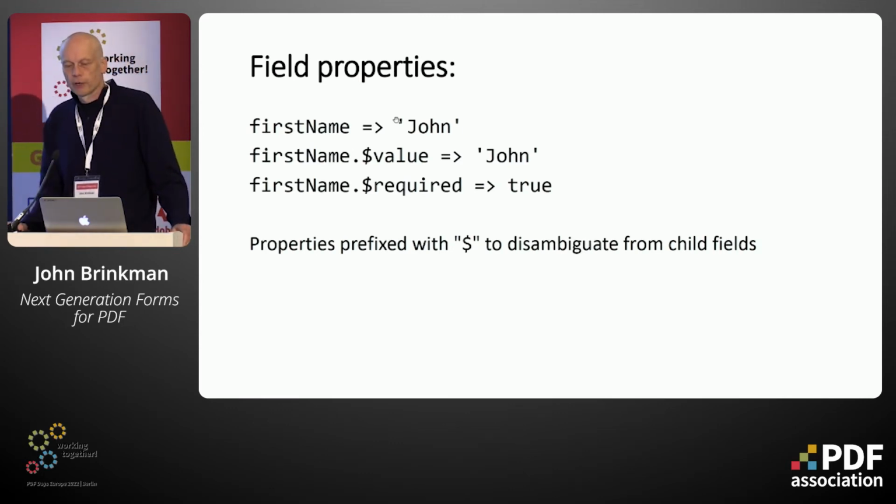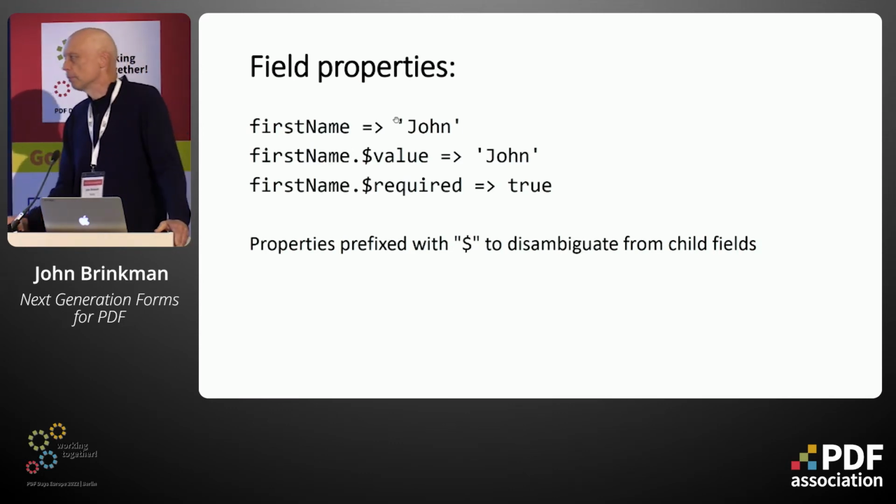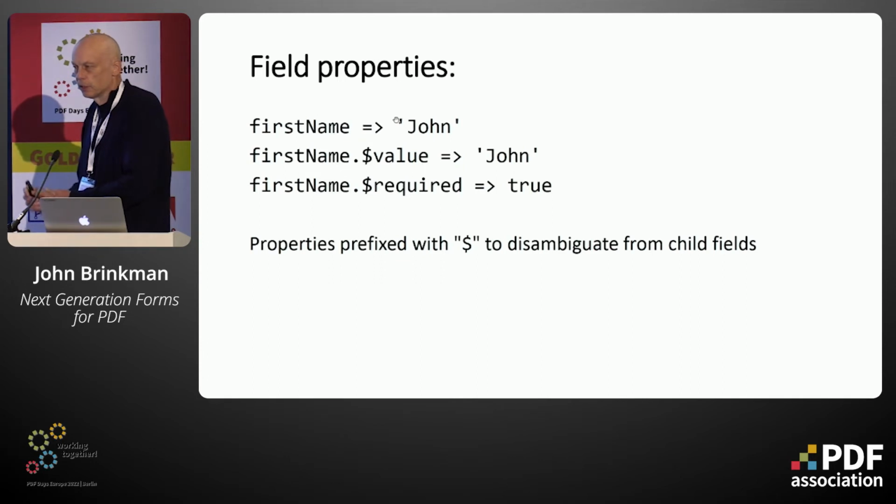So when you reference a field, if you just reference it by its name, you get what you would expect, the value of the field. But if you want to dive in a bit deeper, you can look at the property names, and they're prefixed with a dollar symbol, which allows them to be differentiated from children in the hierarchy, right? So field names will not be allowed to start with the dollar.